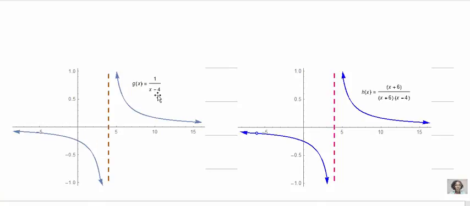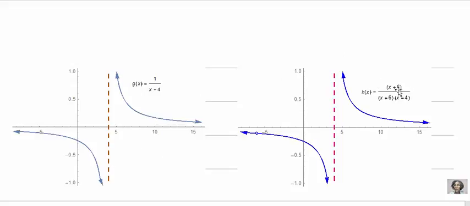g of x is 1 over x minus 4 and has these two branches. h of x is x plus 6 over the product x plus 6 times x minus 4, and technically actually has three branches because there is a disconnected area here where x is equal to negative 6. Notice there's a hole in the graph of h at negative 6.